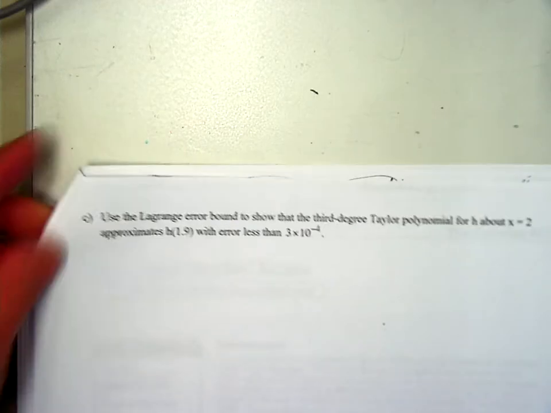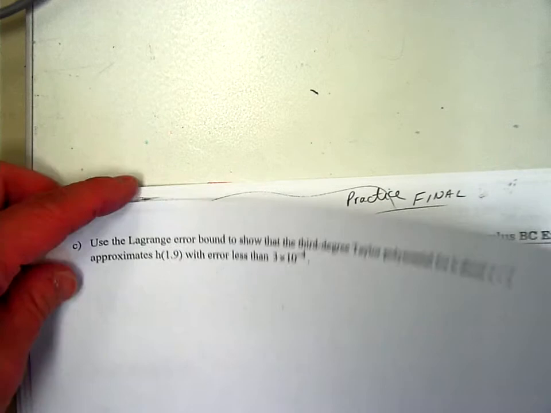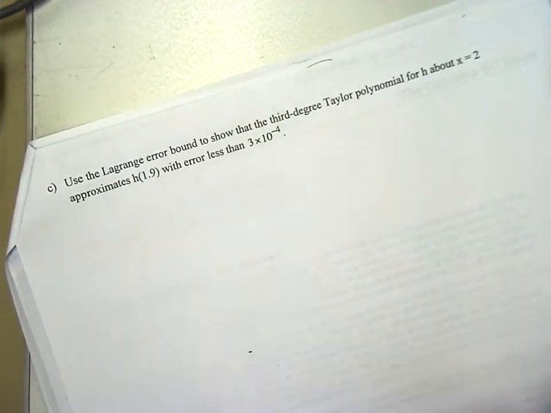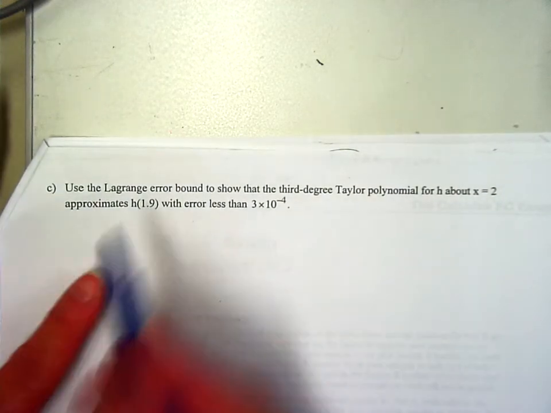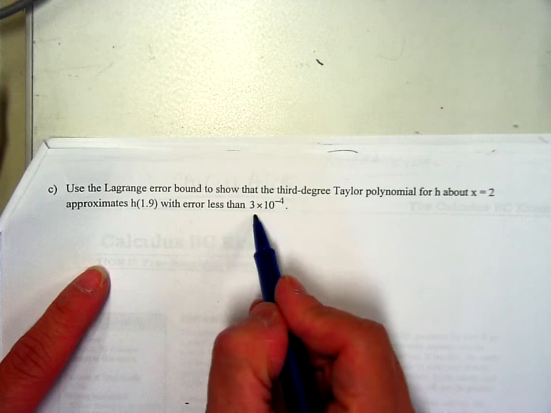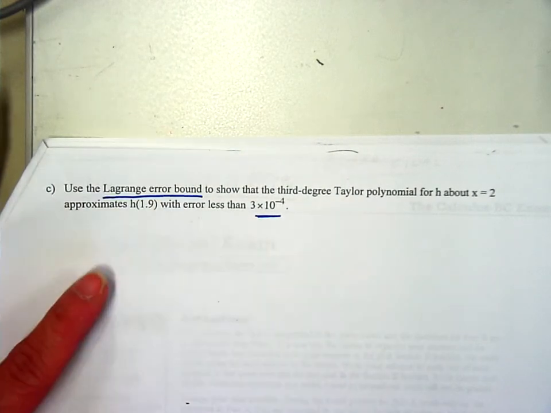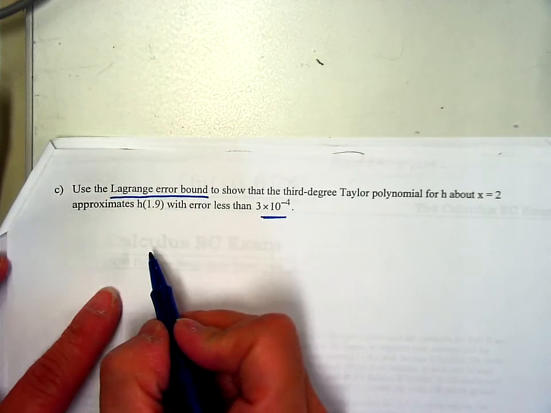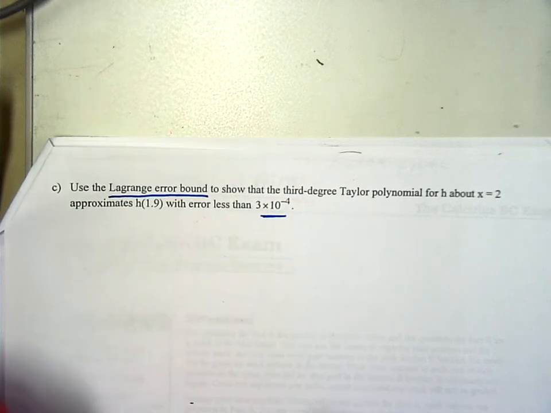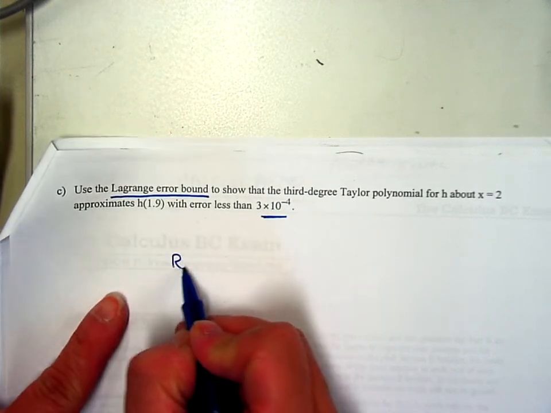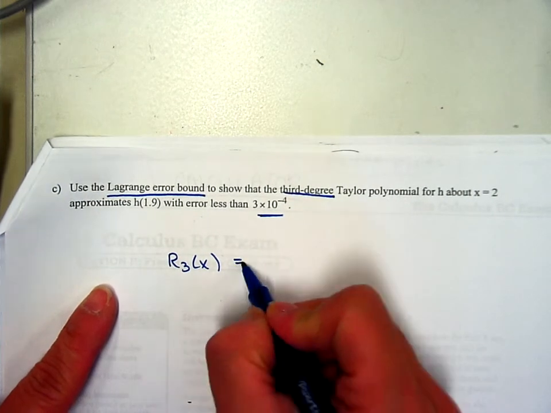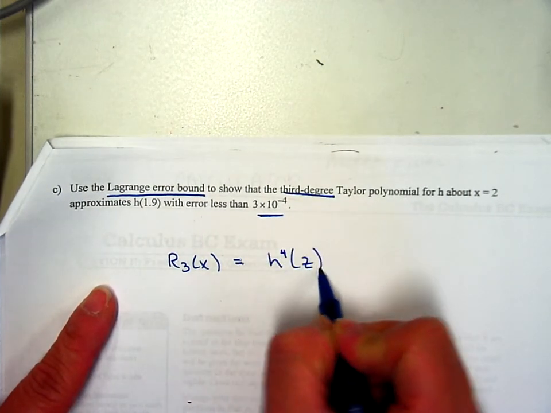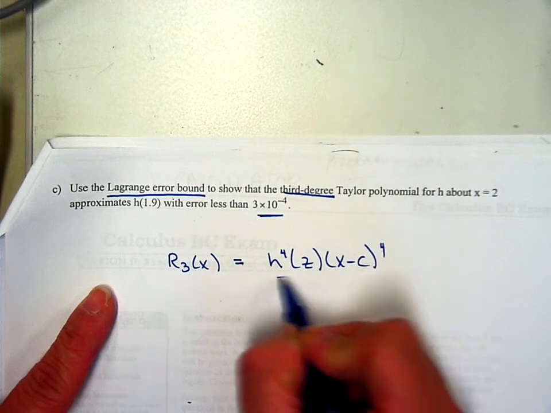Part C. Use the Lagrange error bound to show that the third degree polynomial about x equals 2 approximates the actual value with an error less than this. So they want you to use the Lagrange error bound. So we learned that the error bound comes from the next term over. So the error bound associated with the third degree is going to come from the term that has the fourth derivative in it. So this is my general formula that I need to come up with.